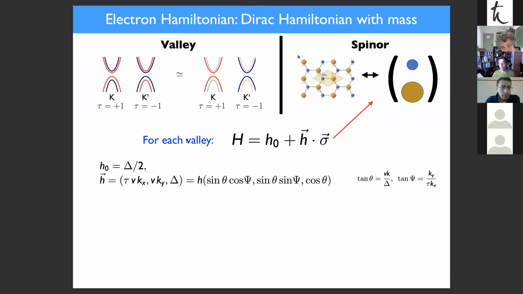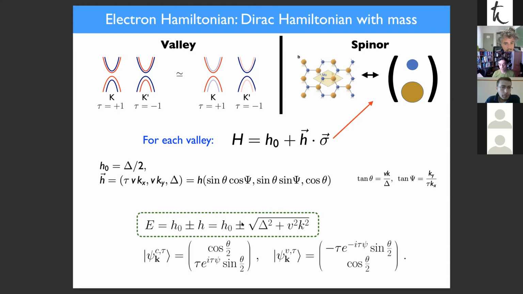And for each valley, we have a Dirac Hamiltonian that can be expressed in terms of these Dirac matrices. And this is expressed in the spinor whose components are the wave function in the two atoms that compose the unit cell. So this is the Dirac Hamiltonian. It has the same form as for graphene, and the chirality is included in this coefficient tau that actually is the index that characterizes the valley.